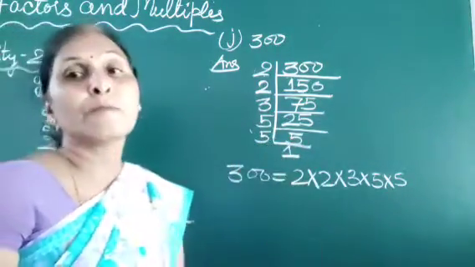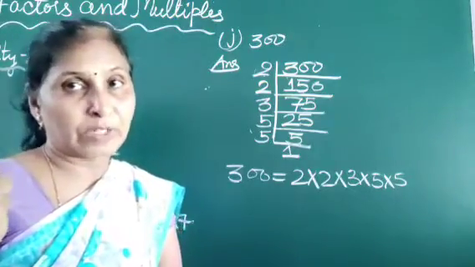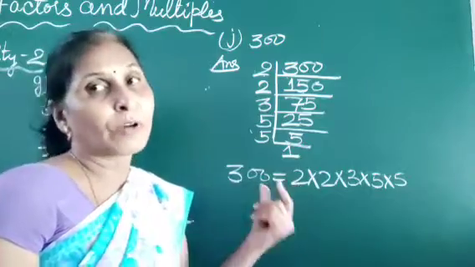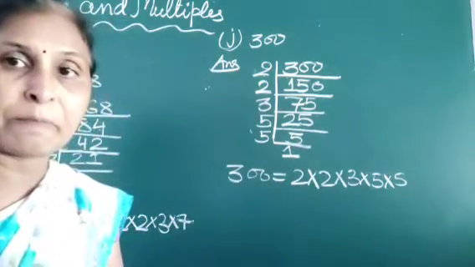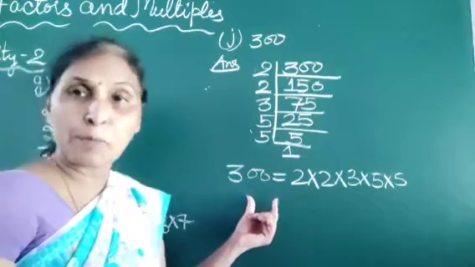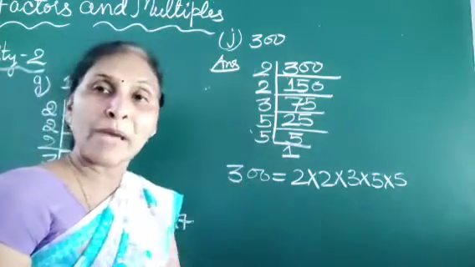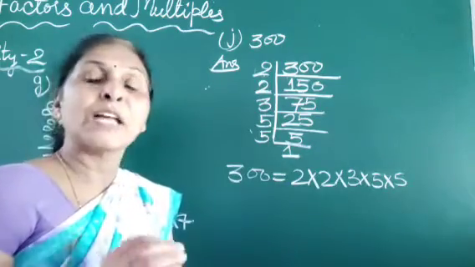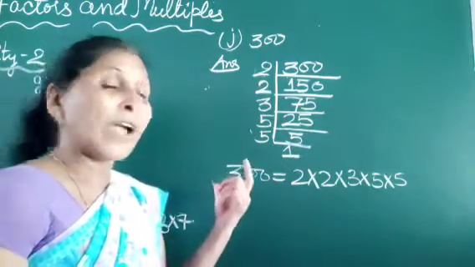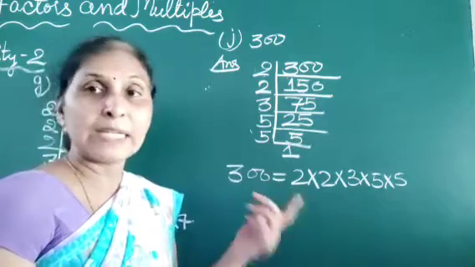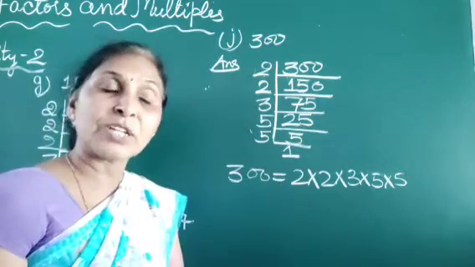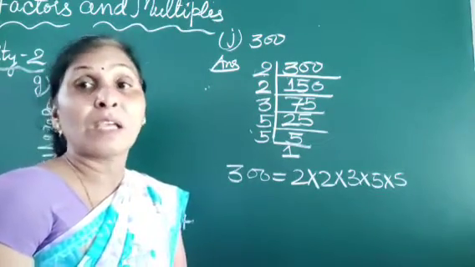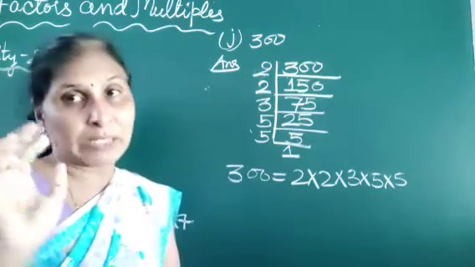Then the quotient comes 5. In this way we can go further and we find out the prime factorization of a given number. One thing is important: if some particular method is given then you find it by that particular method, otherwise you can find it by any method. Prime factorization by factor tree method also you can do, or by the division method.